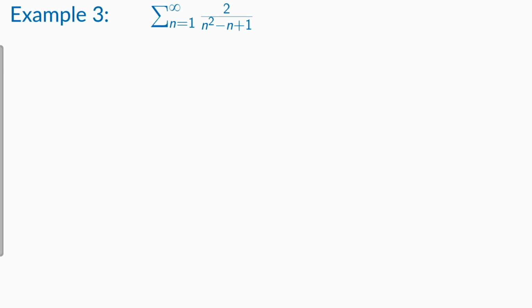So the thing we're going to do is look at the behavior of the numerator and the behavior of the denominator. Now the numerator is just 2. There's nothing we can do about that. It is what it is. The denominator, however, looks like n squared minus n plus 1. And we look at that and think, okay, the dominant behavior is going to be n squared. So the n squared dominates as n gets large.